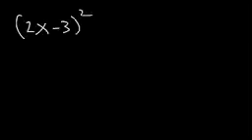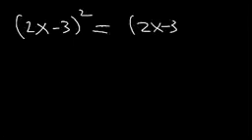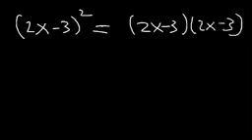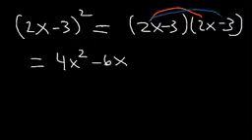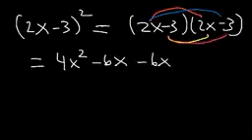Now what if you see an expression that looks like this? What's 2x minus 3 squared? How would you simplify this expression? So 2x minus 3 squared is the same as 2x minus 3 times 2x minus 3. So you have to FOIL again. 2x times 2x is 4x squared. 2x times negative 3, that's negative 6x. Negative 3 times 2x is also negative 6x. And finally, negative 3 times negative 3, two negatives will change into a positive.